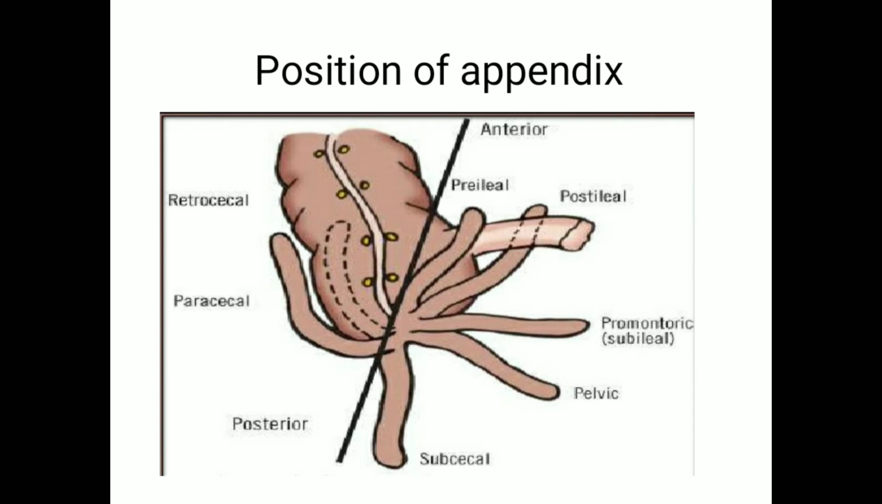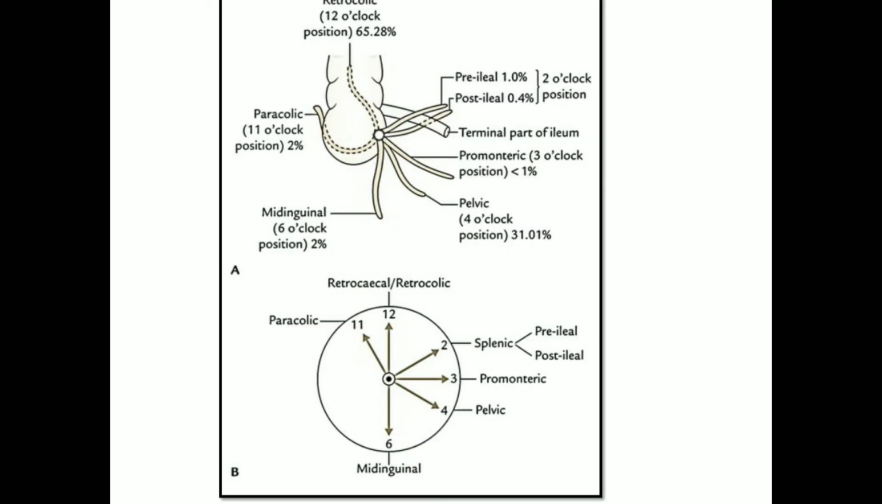You can see here the different positions of the appendix. First we'll start from a clock. You can see a clock here, so it is named according to the clock: 2 o'clock, 3 o'clock, 4 o'clock, 6 o'clock, 11 o'clock and 12 o'clock. The 2 o'clock is called splenic. The splenic is again divided into pre-ileal and post-ileal.